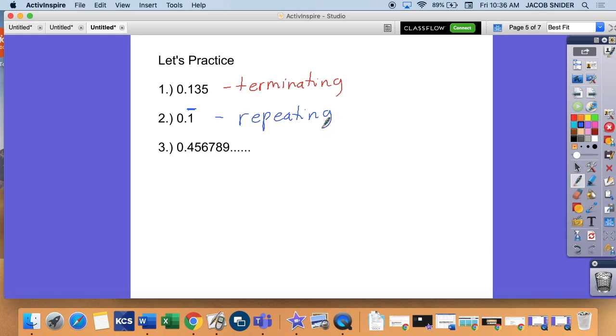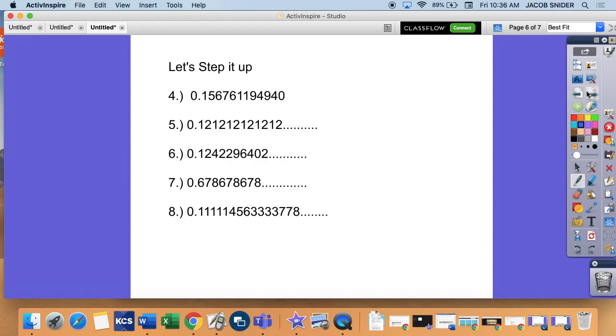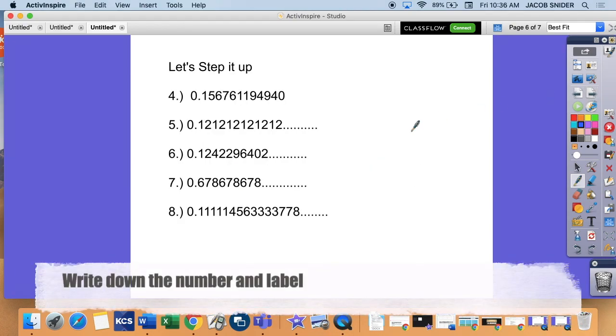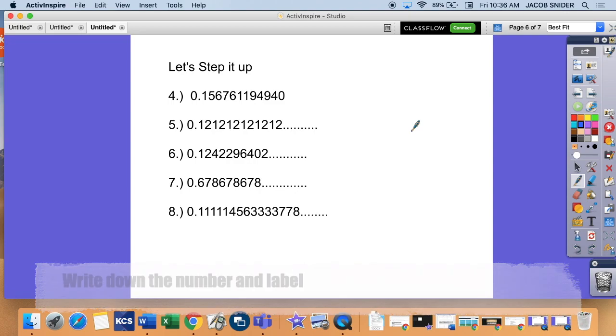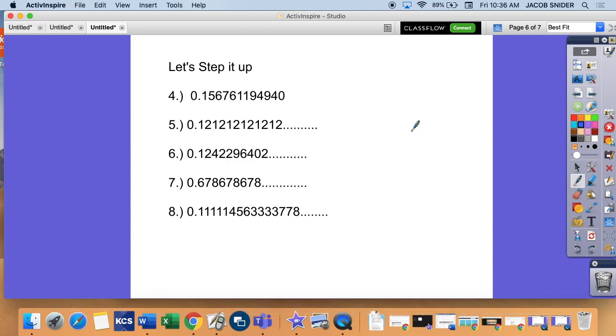A repeating decimal. And the last one, I got 0.45678 dot, dot, dot. What do we got there? Non-terminating. It never ends. Non-terminating decimal. Okay? Let's step it up a little bit. A couple more examples and we'll be done. Here we go. I got 4, 5, 6, 7, 8. You don't need to write them, but you can look at them if you want to write them. Take a screenshot of it or something so you can save it and look back at it.